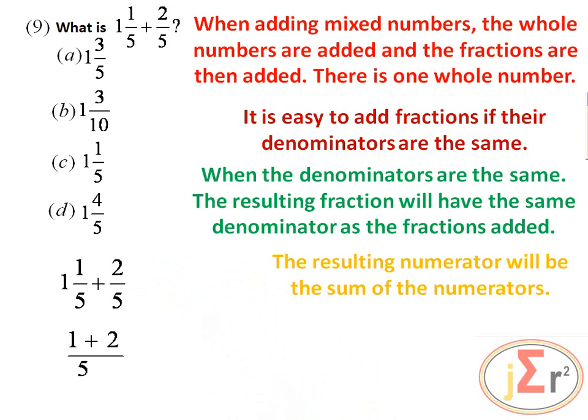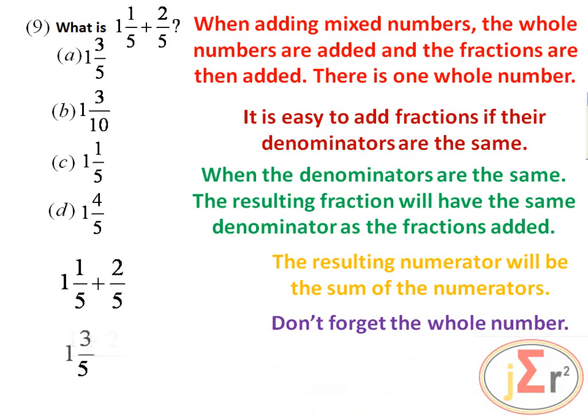Is there anything missing, Jerry? The whole number. Right, the whole number. Jerry is very sharp to say that the whole number is missing. So don't forget the whole number. So we'll have 1 plus 2, and that will be equal to 3. And then we will have the whole number. So we will have 1 3/5. And that will be our correct answer. And that is represented by option A.